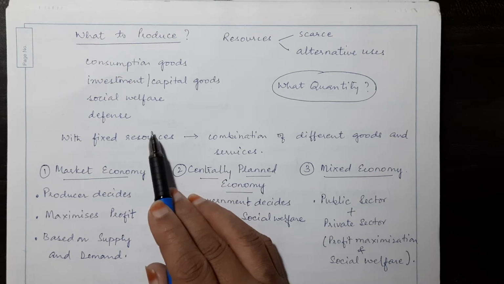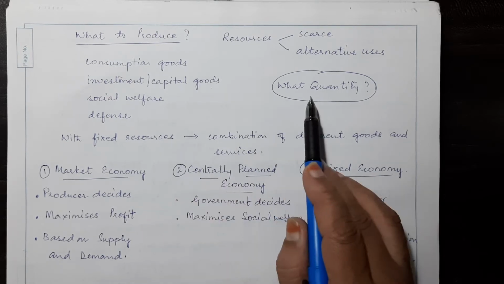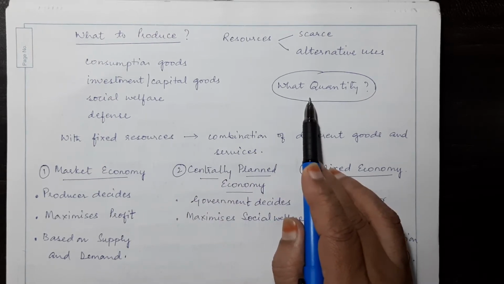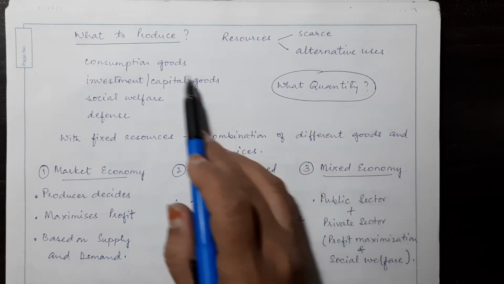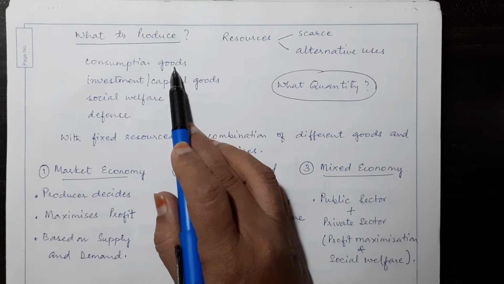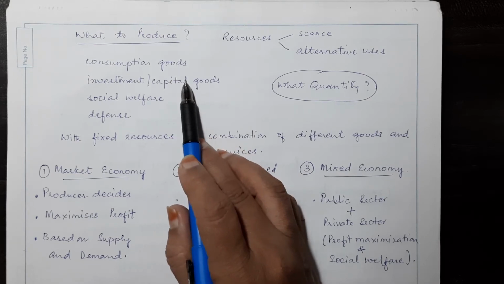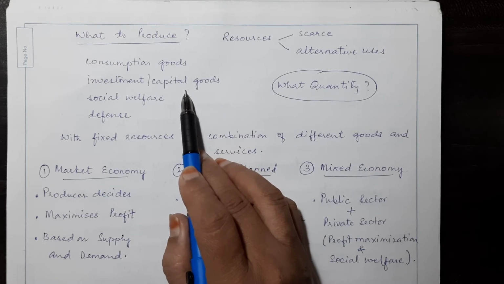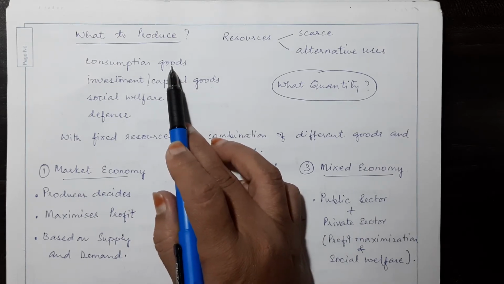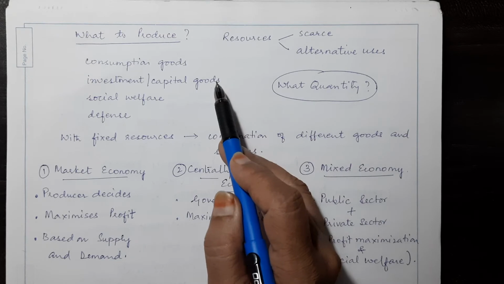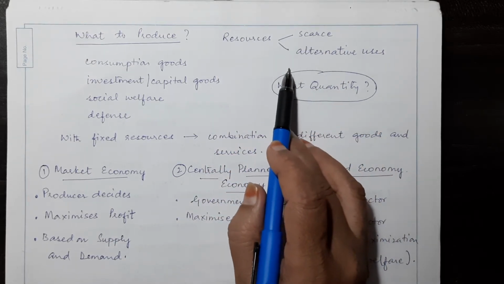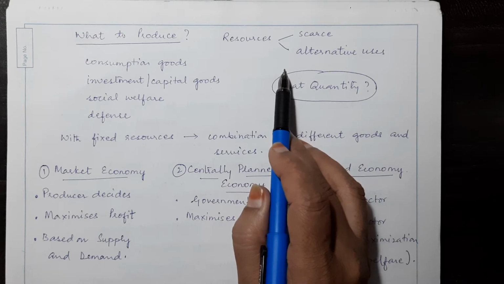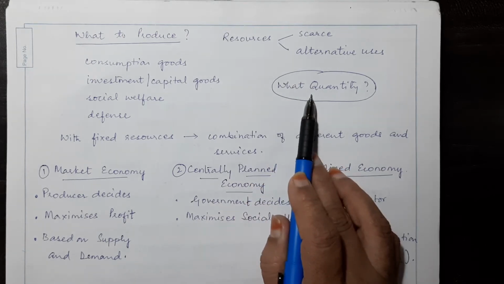Okay, after I decide what should I produce, now what quantity should I produce? That means how much should I produce? If I produce more of consumption goods, then I'll have to produce less of capital goods. If I produce more of capital goods, then I have to produce less of consumption goods and other goods. Why? Because resources are scarce, limited resources. So the quantity is also a question.